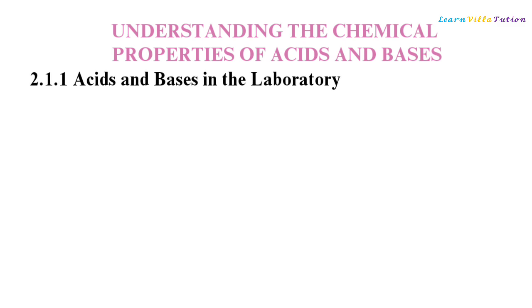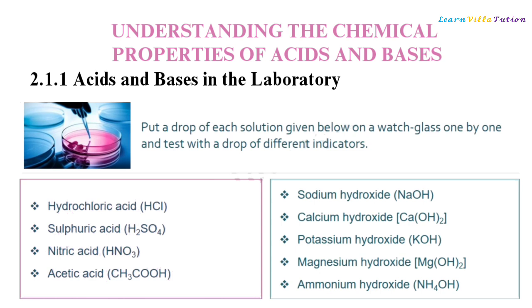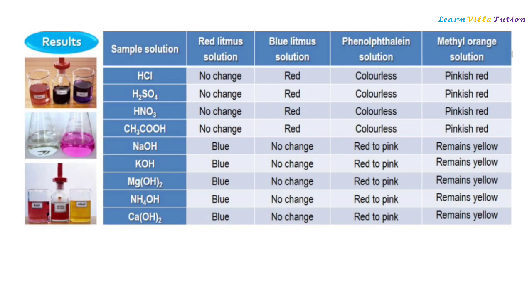Understanding the chemical properties of acids and bases. Acids and bases in the laboratory. Put a drop of each solution given below on a watch glass one by one and test with a drop of different indicators. You have observed different colors as shown in the table given below.